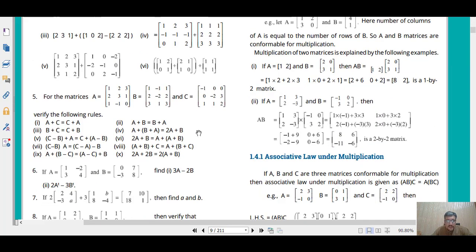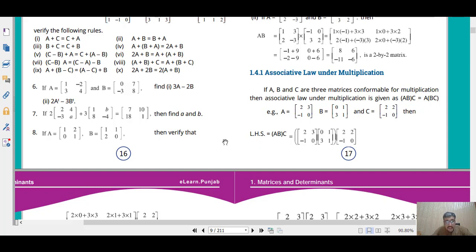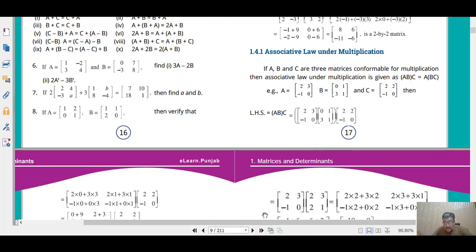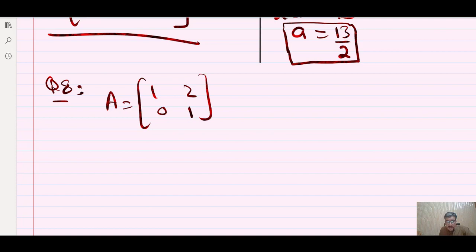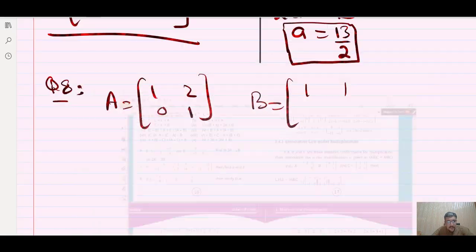So question number 8, and this is the last question of exercise 1.3. So let me write the matrices A and B first of all. A is 1 2 0 1. B matrix is also given, and it is, I think, 1 1 and 2 0.